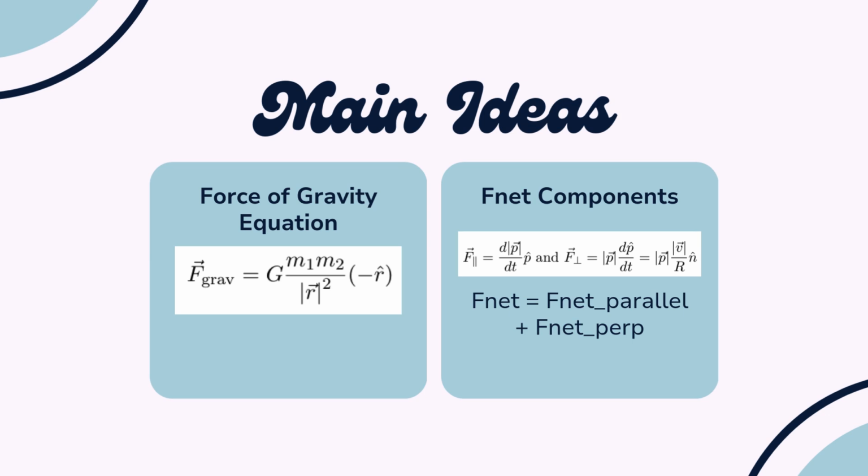Some of our main ideas were the force of gravity equation, which you can see there, and we used that to find the force of gravity from the black hole to the ship, the planet to the ship, and all those different combinations in our code. And then we also used the F net components of perpendicular force and parallel force to find how our velocity and direction would be affected.